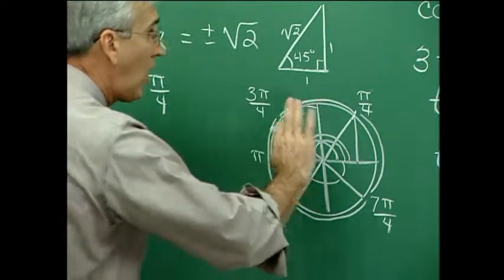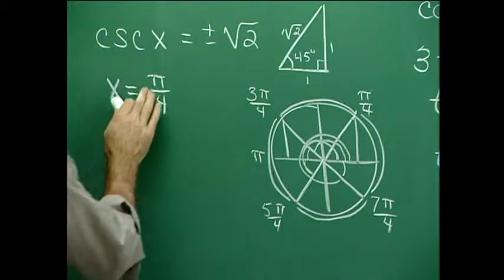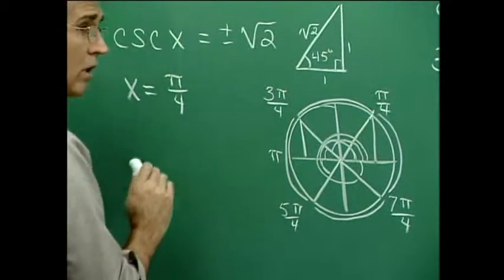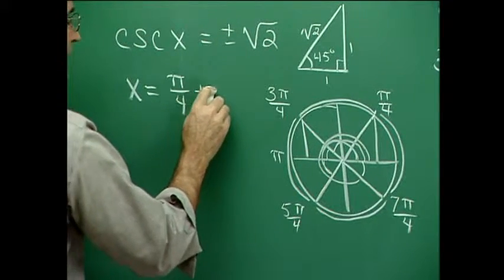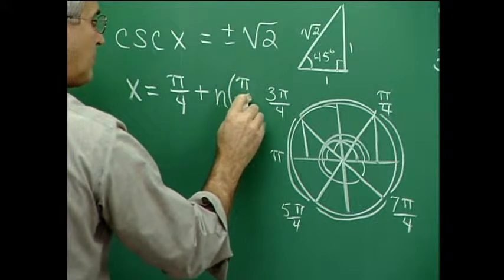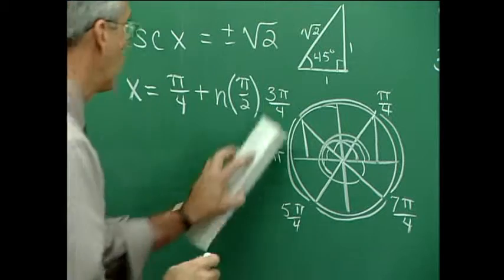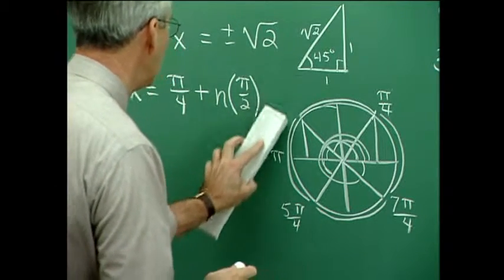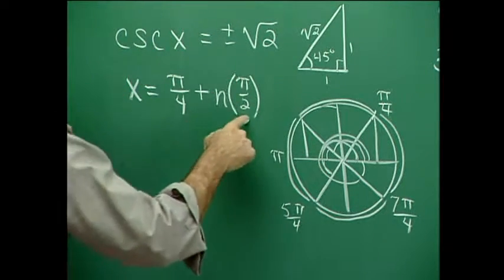And so I can give all of the answers by just saying, all right, I'll take that first one, the pi over 4, and all I need to do is add n number of pi over 2 distances. I don't want to confuse things with this. Let me take it off. So it's n times pi over 2.